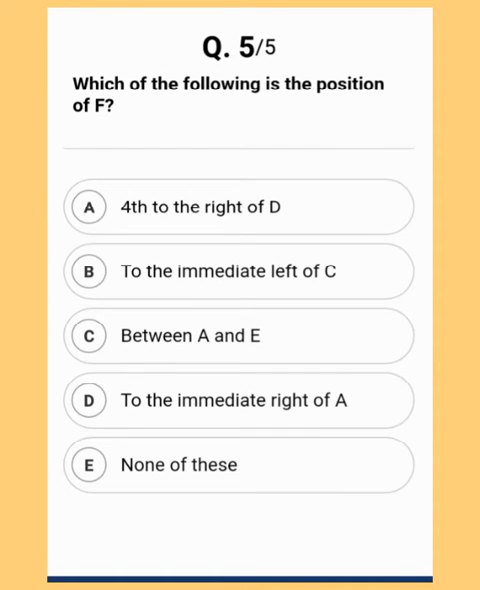Which of the following is the position of F? Fourth to the right of D, to the immediate left of C, between A and E, to the immediate right of A, or option E, none of these. So we are done with 5 questions. Now we'll see whether we have got the correct figure, and then we'll see the explanation of all the questions and the correct answers.